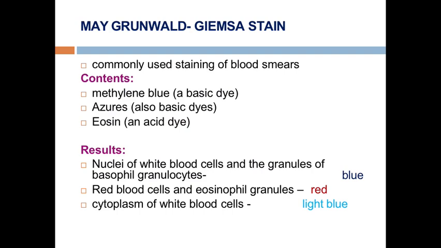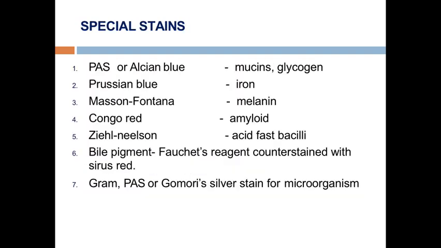Now this is about the MGG stain. Now there are certain special stains, depending on the tissue. If you're getting some mucin, or you're thinking of some iron pigments or melanin or whatever, the special stains can be done, like PAS, Prussian blue, Masson-Fontana, Congo red, Ziehl-Neelsen for identifying the acid-fast bacilli. So these are the special stains which can be performed depending upon the case and depending upon the material which is aspirated.